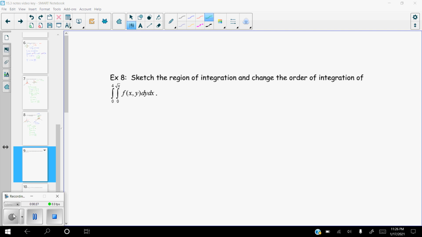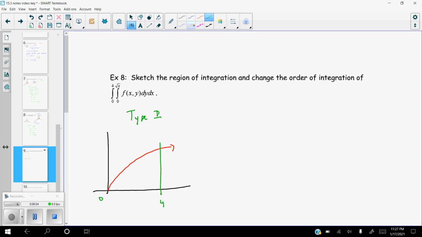So right now, it's in a type 1. And if we were to sketch what this thing looks like, let's see, the x goes from 0 to 4, y goes from 0 to the square root of x. So y is going to go from 0 up to the square root of x, and x goes from 0 out to 4. So right now, that is your type 1 region. Again, this right here was the square root of x.